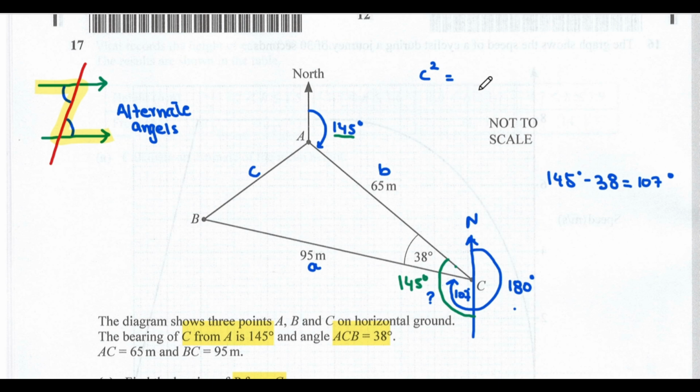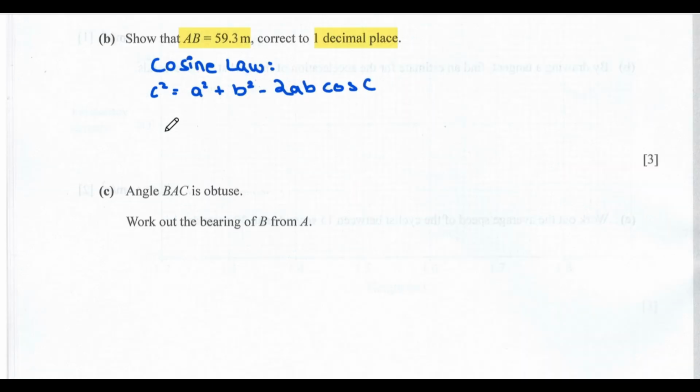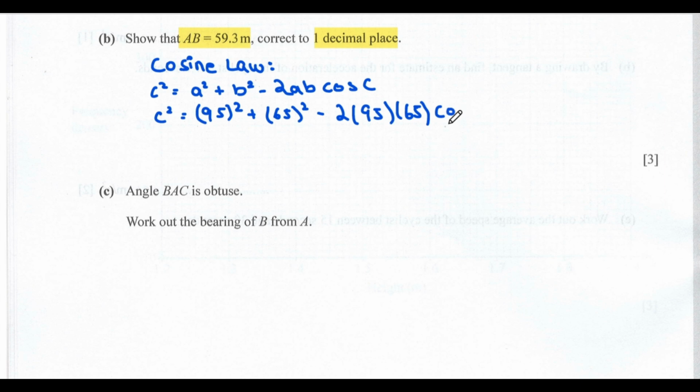Now I can use this form of cosine rule, which is c squared equals a squared plus b squared minus 2ab cos of angle C. So I'll apply this rule and put in the values and I'll get the length AB. Putting in the values, a is 95, so it would be 95 squared. Now the value of b is 65, so it would be 65 squared minus 2 into 95 into 65 and cos of angle C. Angle C is 38 degrees.